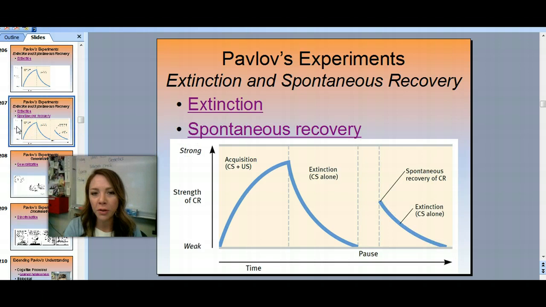So spontaneous recovery is how fast it takes, once you start pairing the two together again, for the response to spontaneously come back. So the strength is just as much, right? And so I'm learning. I stop getting food once I hear a bell, so my drooling stops. But then all of a sudden, one time I get food with the bell, oh, right back to the strength. So here's spontaneous recovery of the conditioned response.